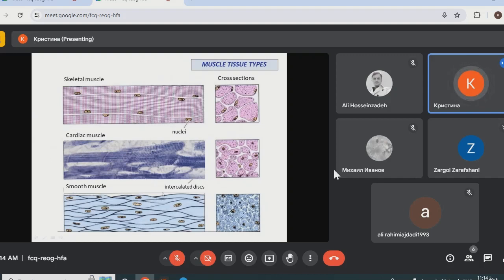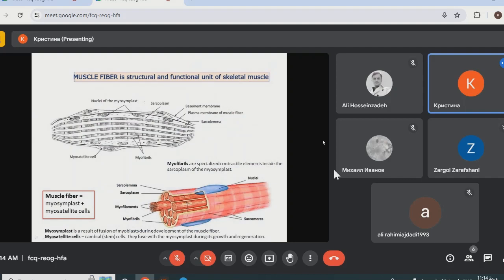And smooth muscle tissue has no such striations. It looks smooth, and it consists of cells which are called smooth muscle cells or smooth myocytes. Here you can see them in longitudinal section and here in cross sections. Now we will talk about each type in detail. So we start with skeletal muscle tissue.